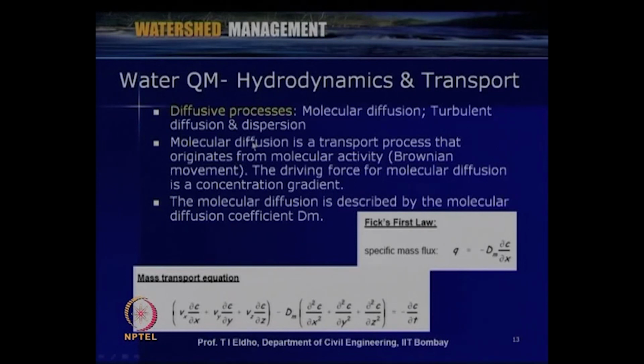Then, as far as transport is concerned, we have to consider various processes like diffusive processes such as molecular diffusion, turbulent diffusion and dispersion. Molecular diffusion is the transport process that originates from molecular activities like Brownian movement. The driving force for molecular diffusion is the concentration gradient. Wherever the concentration is higher, the mass will move towards low concentration. That is based upon the so-called Fick's law, Fick's first law.